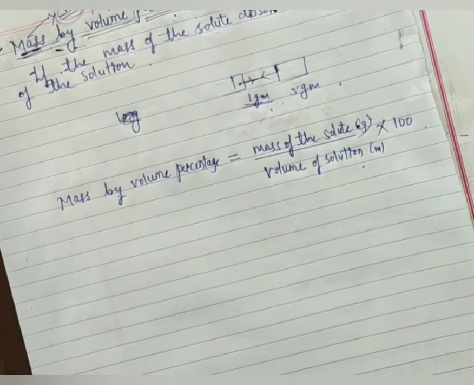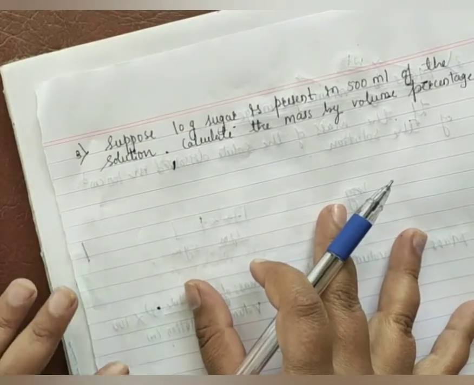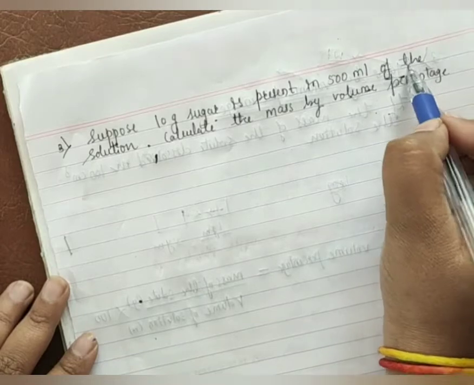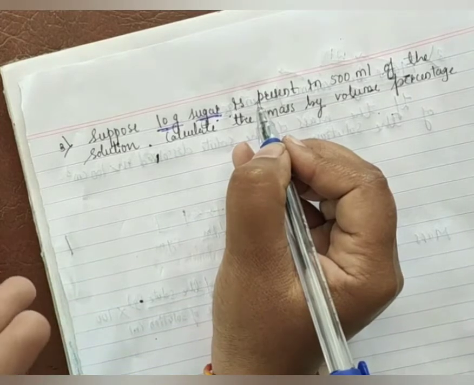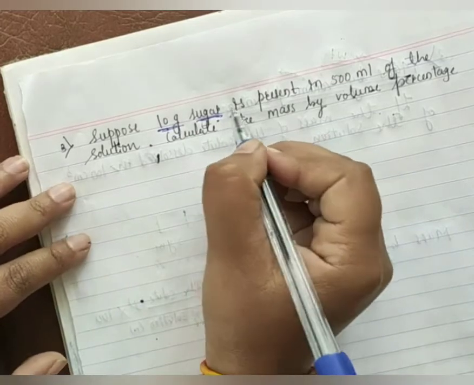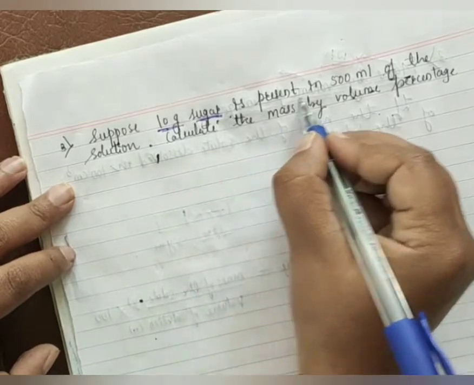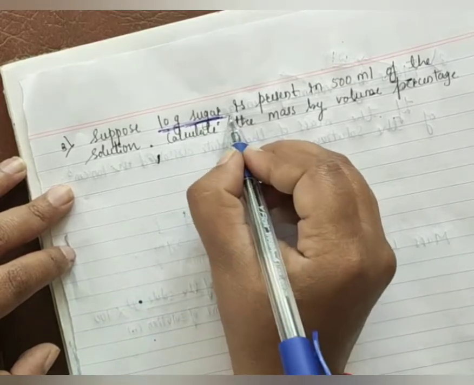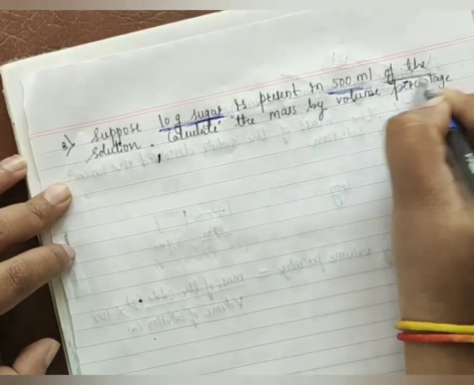Okay, using this we have to solve one problem here. So read the problem. What is the problem here? Suppose 10 gram sugar is present in 500 ml of the solution. Now you will understand this 10 gram. It means what? It is solute. No doubt, whatever is given in the form of mass, that will be the solute, and which is given in the form of solid also, this is your solute. Suppose 10 gram of sugar is present in 500 ml of solution. Your 10 gram sugar is the solute, which is given in the form of mass, and the 500 ml is your solution.